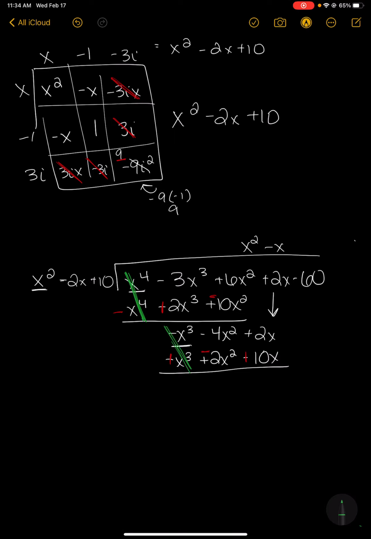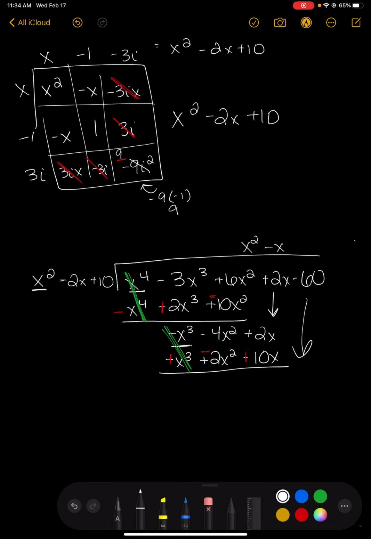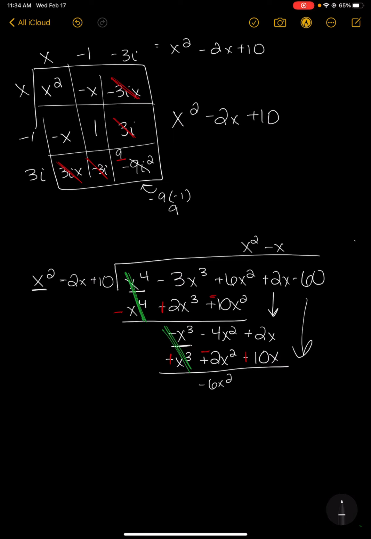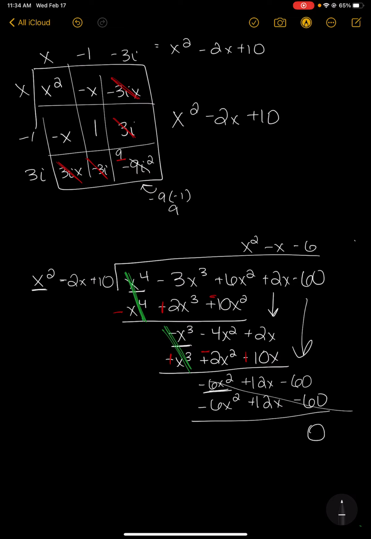First term should cancel. Bring that negative 60 down after we subtract. All right, so negative 4x squared minus 2x squared. 2x plus 10x is a 12x minus 60. All right, x squared times what gives me negative 6x squared? Well, that would be a negative 6. And then we will multiply that negative 6 by our divisor. And what do you know? All of those things are the same. They cancel. My remainder is 0.